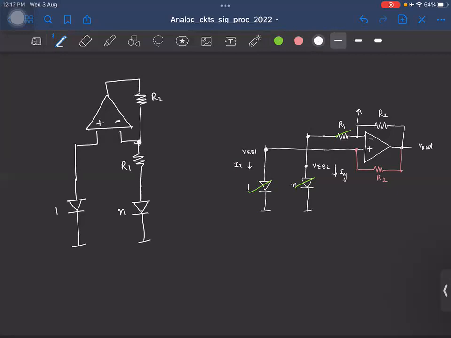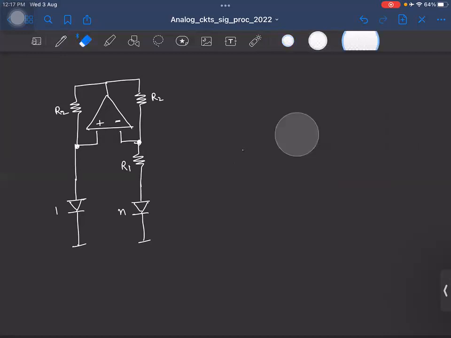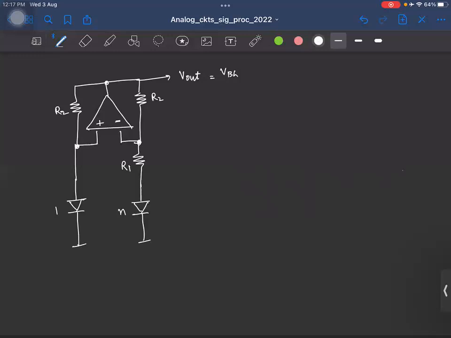This is R2, and you have the same resistor R2. Okay, so this is the final output voltage we want, and this is approximately equal to your band gap voltage. Is that okay? Fine.